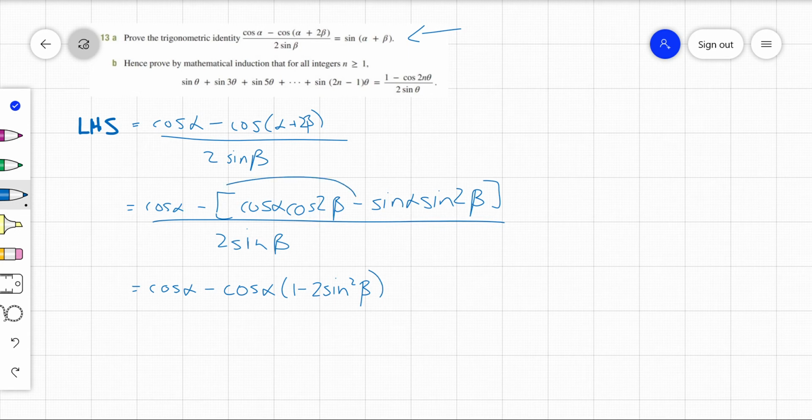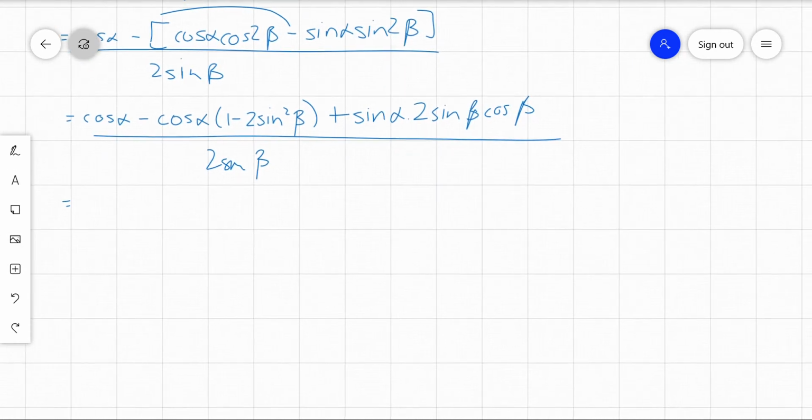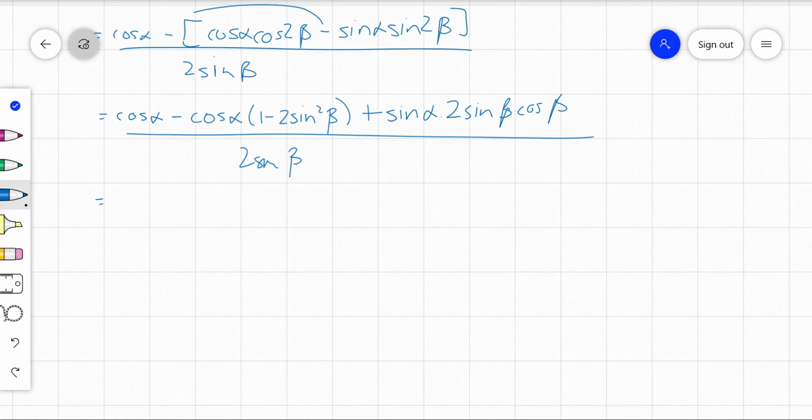And then we've got this minus minus, so I'm going to make that a plus. And we've got sine alpha, and we know that sine 2 beta is 2 sine beta cos beta. I'll put that here: 2 sine beta cos beta, all over 2 sine beta. If I go here, now if I put those first two terms together, there's a cos alpha, you can see there's this one, minus this other stuff, so it's minus 1 minus 2 sine squared beta.